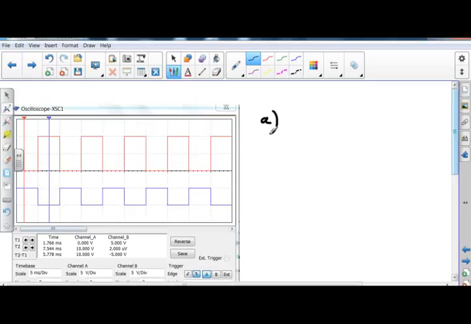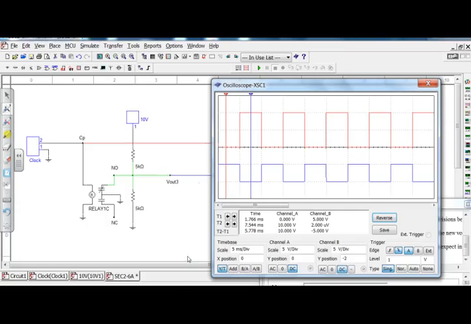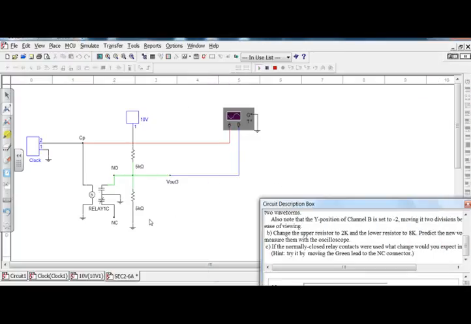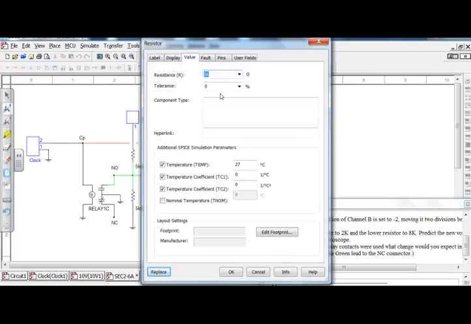I have measured it. Change the upper resistor to 2K and the lower resistor to 8K. Predict the new voltage levels. Then measure them. Okay, so we're going to get rid of that. We're going to turn this guy off. So we're going to change the upper one to 2K. This guy here, I'm going to change him to 2K.